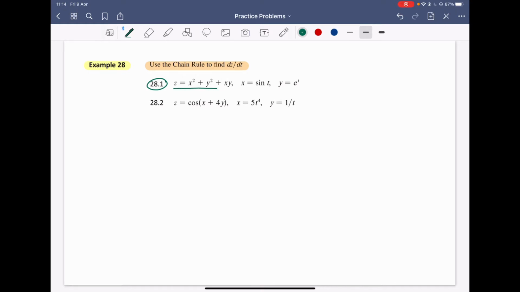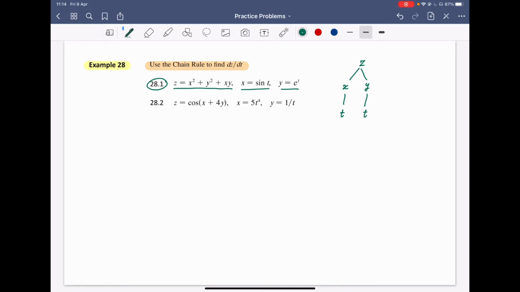Well, you can see that c is a function of x and y. And then x is equal to sin t. So x is a function of t. And y is equal to e to the t. So y is a function of t.